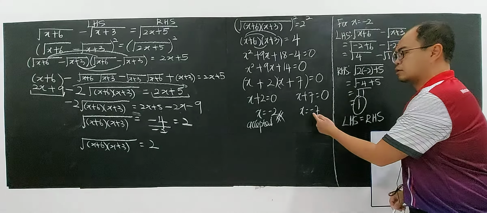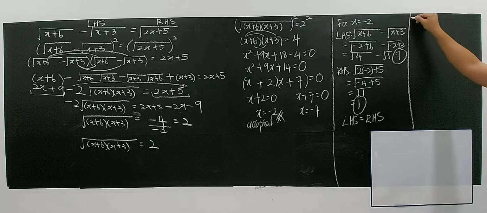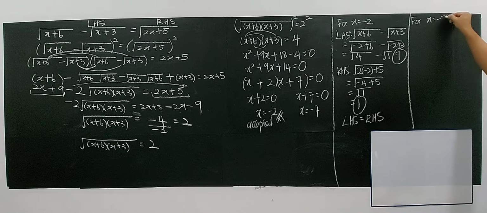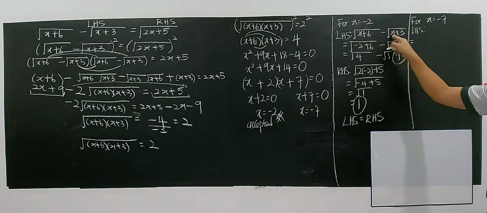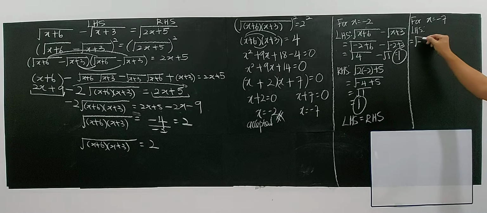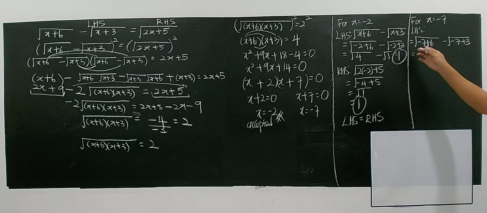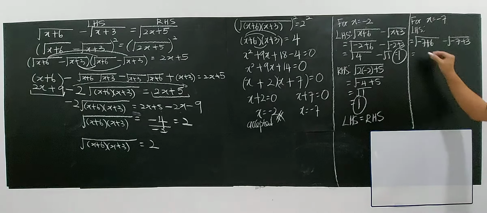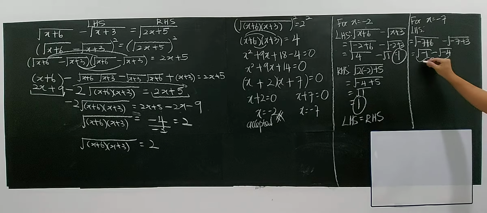But how about this? You also need to double check this, right? You also need to check x equals negative 7. So for x equals negative 7, the left hand side is this, right? So you have square root of negative 7 plus 6 minus square root of negative 7 plus 3. Can you find something very pelik, very weird? You get negative 1 inside, right? This one you get negative 4, right? Which is no solution.